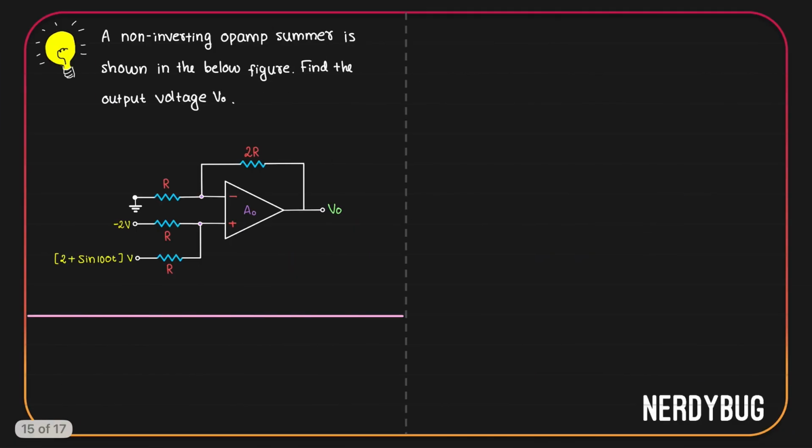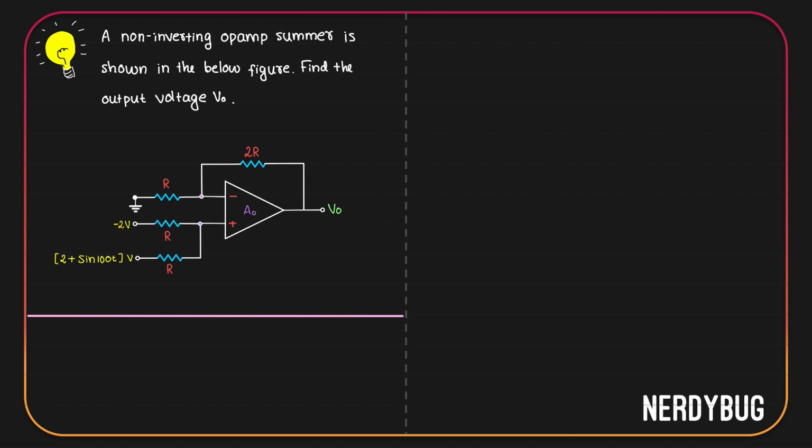Let us solve another problem. A non-inverting OpAmp summer is shown in the figure. We have to find the output voltage VO. There are two input voltages. One is sinusoidal. It is 2 plus sine of 100t volt. The second is a DC value, minus 2 volt.